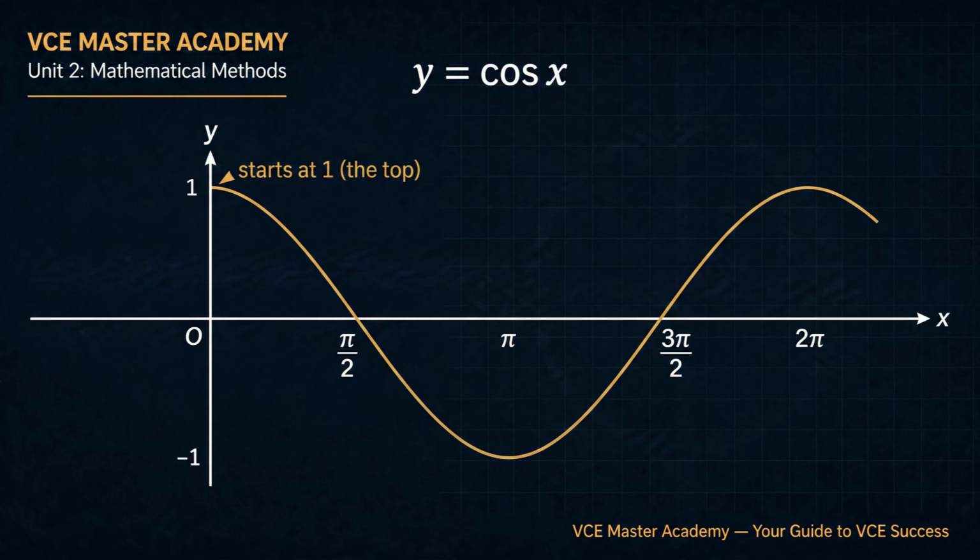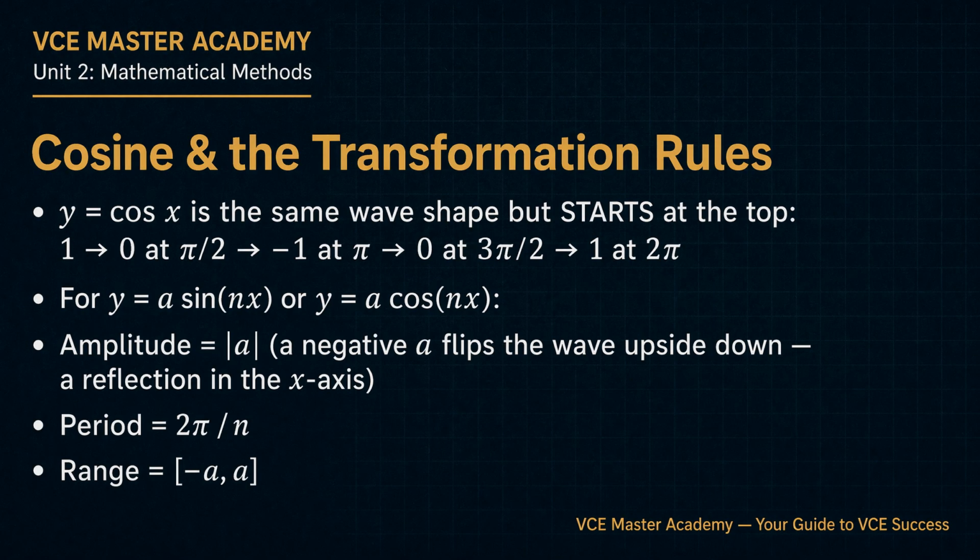Here is the cosine wave. Notice it starts high at 1, while sine started at 0. That is the only real difference in shape. Now, the useful part, how numbers in front change the wave.